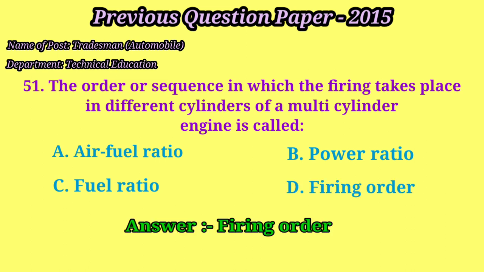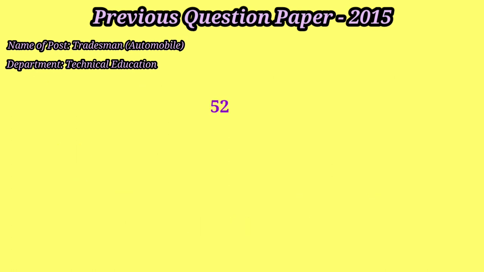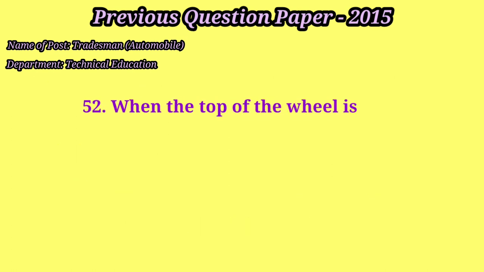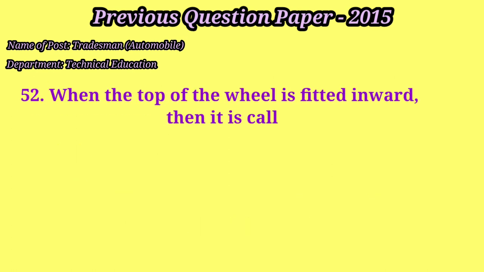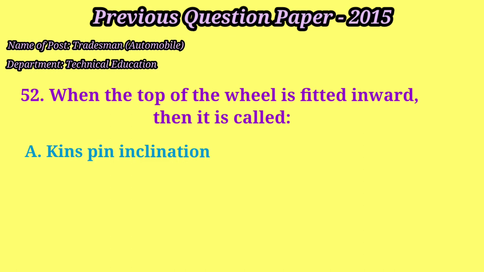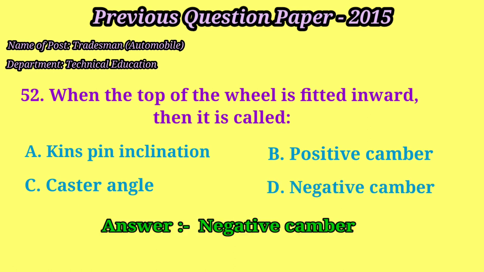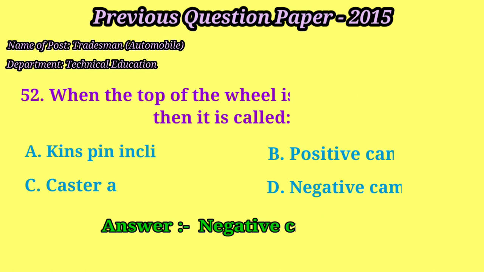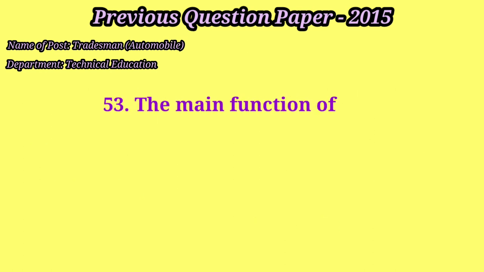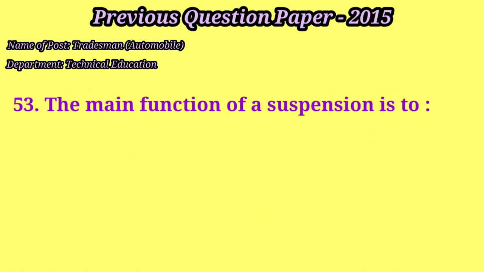Firing order. Answer. Firing order. 52. When the top of the wheel is fitted inward, then it is called A. Kingpin inclination. B. Positive camber. C. Caster angle. D. Negative camber. Answer. Negative camber.